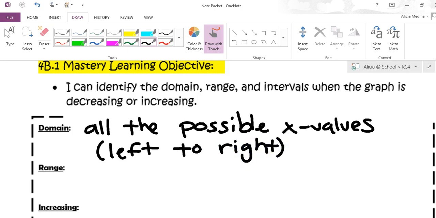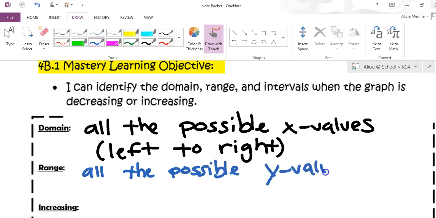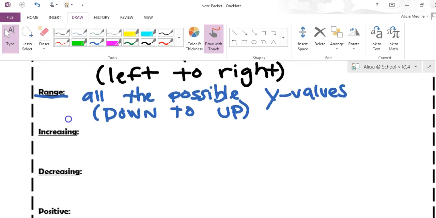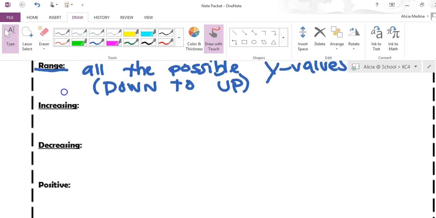Alright, thinking about our range, I'm going to go ahead and switch up the color. So our range is all the possible y values. When you're thinking of range, what you should be thinking of is how far down to up it goes, or how far up to down, right? How far does our y values range from? All right, scrolling this on up, increasing and decreasing.